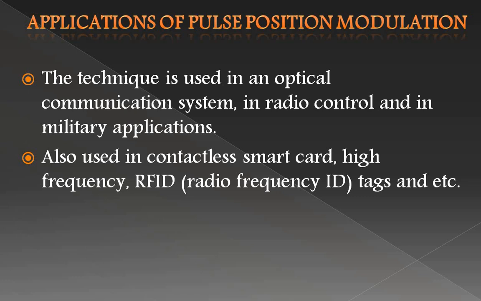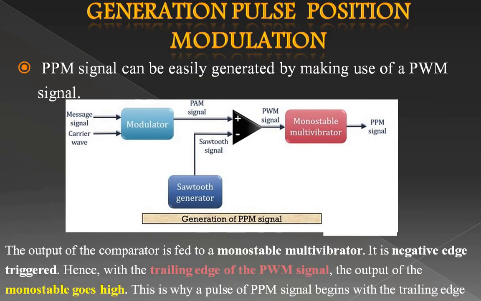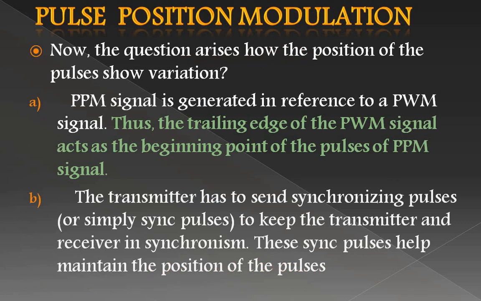I hope you are clear with today's class, about the pulse position modulation technique: how you are going to generate it, how you are going to detect it at the receiver side, what the advantages and disadvantages are, and what the applications are. I'll just revise it once again. What is pulse position modulation? The positions of the pulses are varied in accordance with the instantaneous values of your message signal.